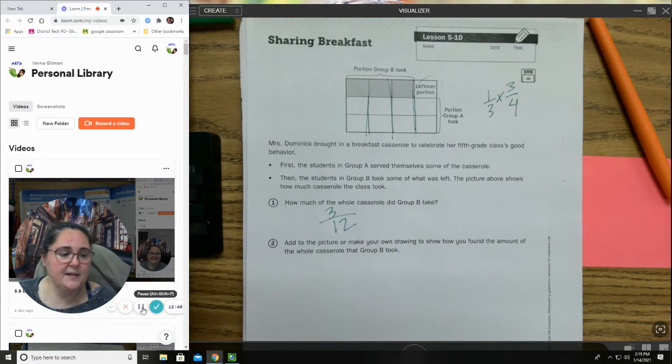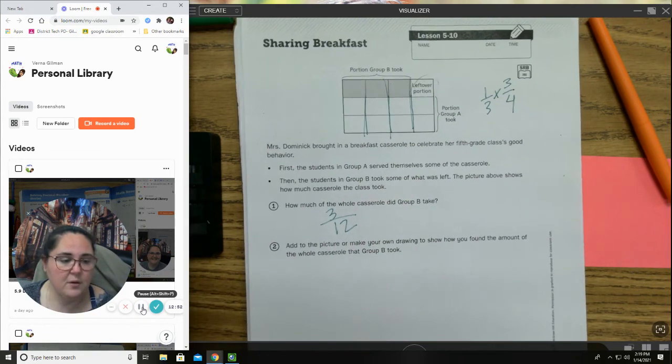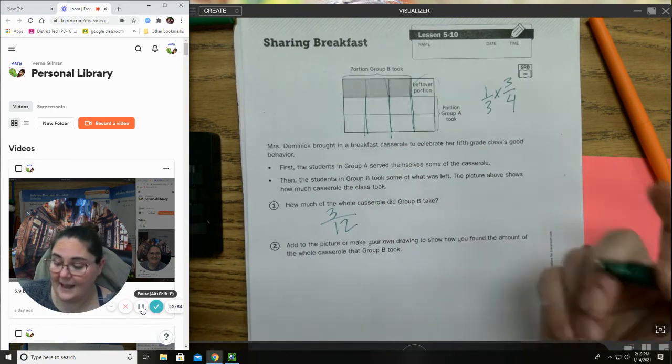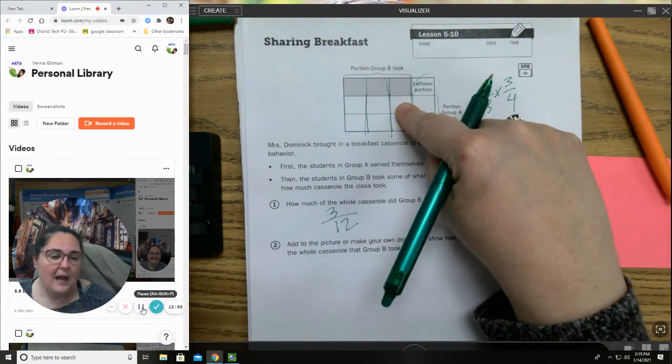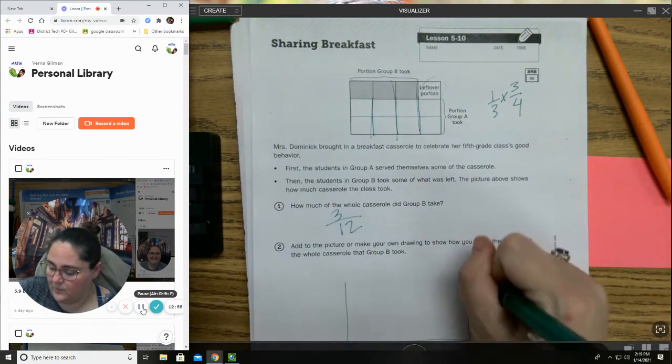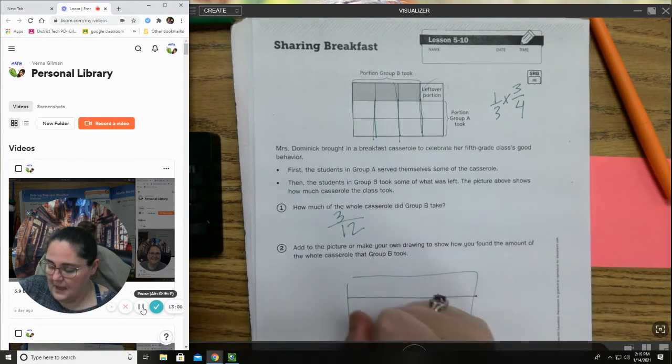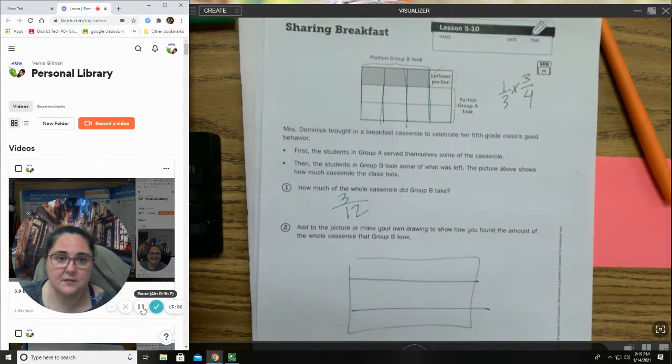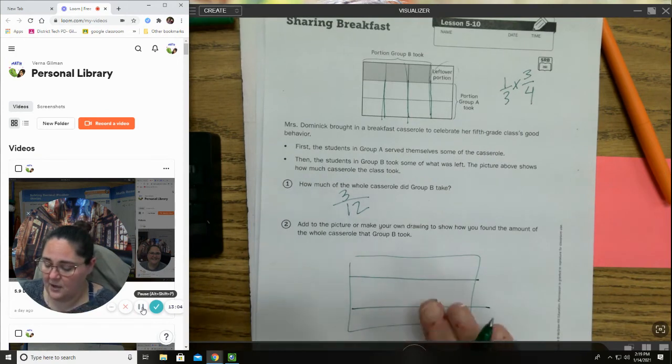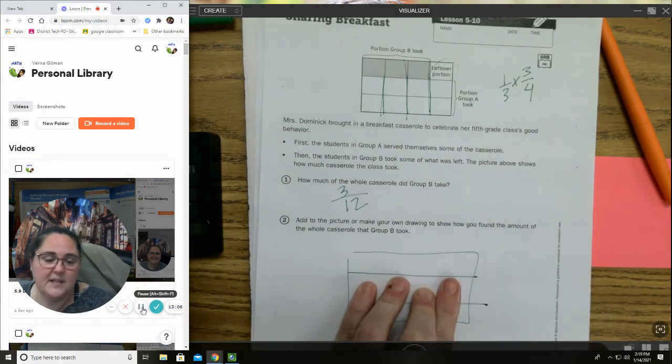So it says, add to the picture or make your own drawing to show how you found the amount that the whole class took. So again, I added to this picture up here. I went ahead and I had it separated. I started by cutting it into thirds. And I thought, okay, this is already used. This is what's left.